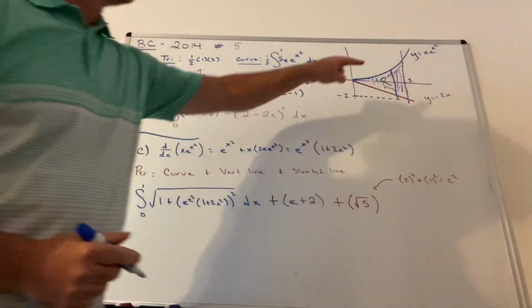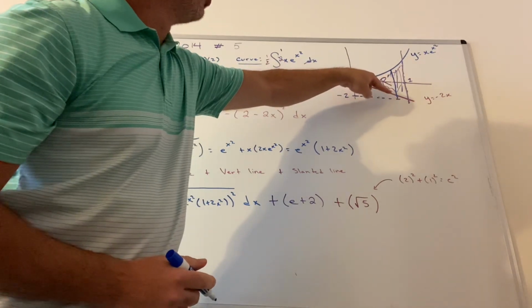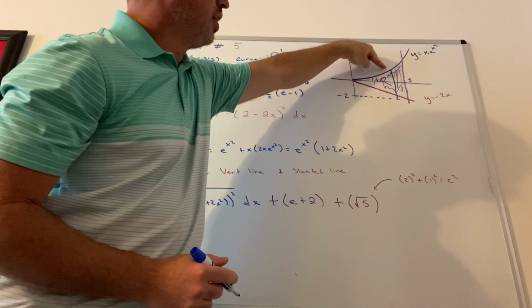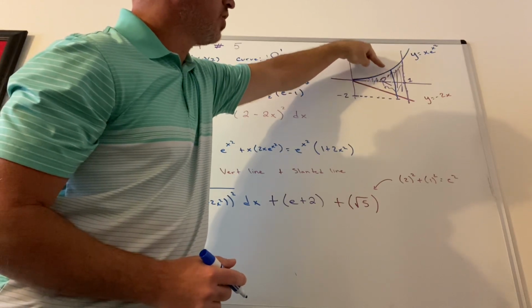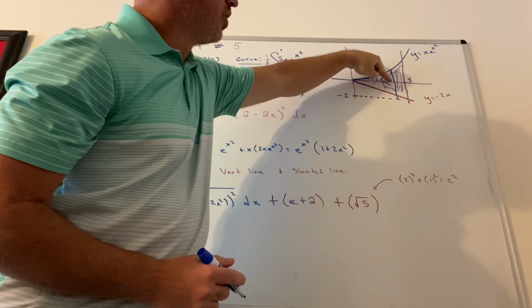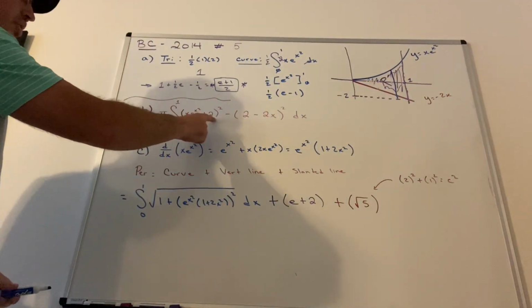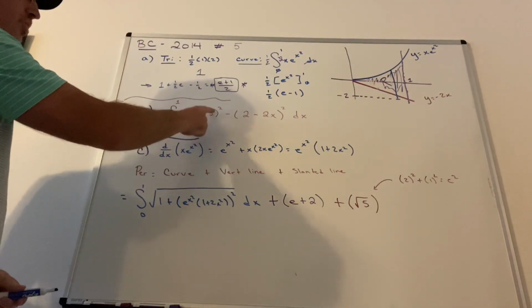The distance between here and the x-axis is the curve. That's what the curve stands for. And then you have an additional 2 units. So there's my first radius right there: the curve plus 2 units, squared.